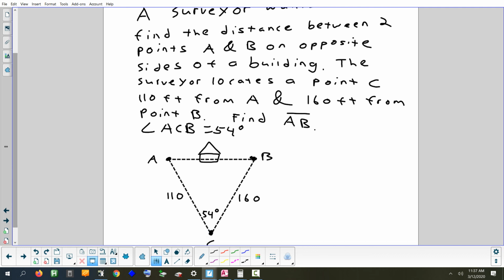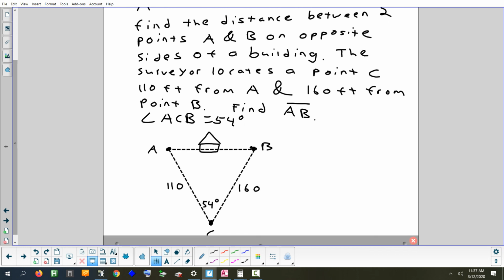So a surveyor sets up their equipment. The surveyor is at point C, which is on the bottom of your diagram. The distance from point A to point C is 110 feet, and the distance from point B to point C is 160 feet. From where they're standing, the surveyor measures the angle between those two points to be 54 degrees. So the question is to find the distance between points A and B.